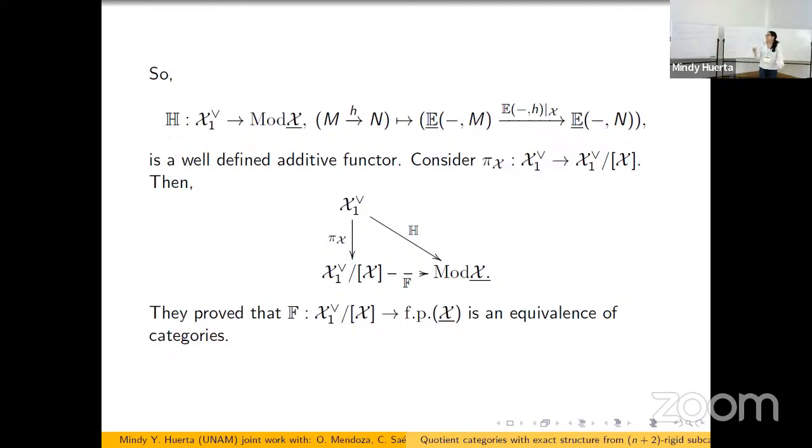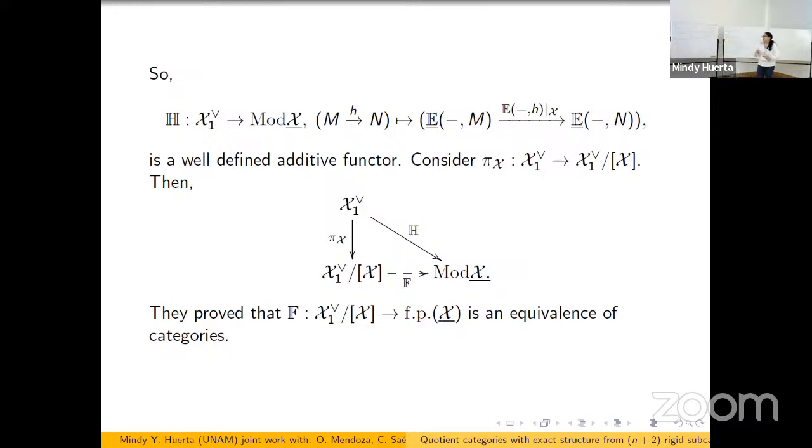By using the previous construction, they can define a functor H. Here we have the correspondence. They prove that this functor is a well-defined additive functor. After that they take this quotient category, along with the projection functor, and again by using the universal property that pi has, they can construct F, a functor from this quotient category to the category of right modules of the stable category of X.